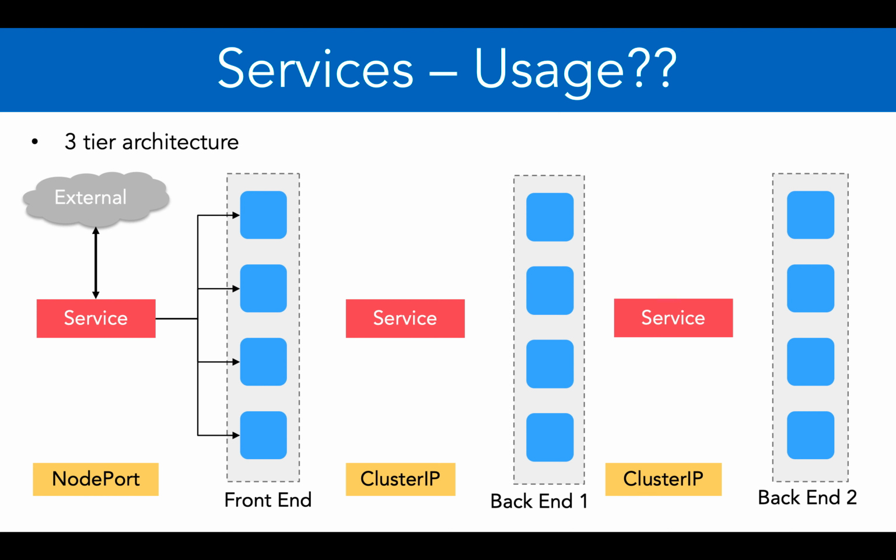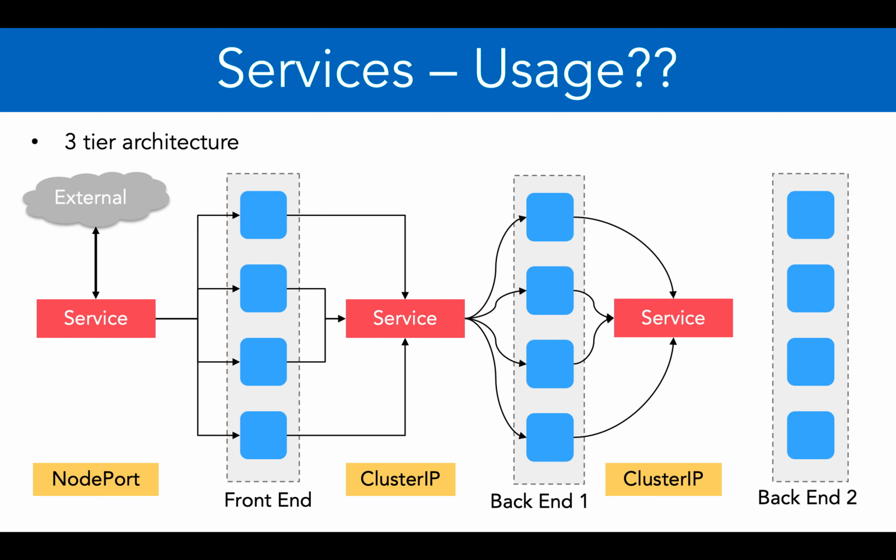Now what about services in between these two application stacks? For backend 1 and backend 2, we would create a ClusterIP service, and the front end would use this ClusterIP service to connect to the backend 1 application or the backend 1 component, and backend 1 would use another ClusterIP service to communicate to backend 2. So this is how ClusterIP and NodePort would be used. The perfect use case for these two types of services.